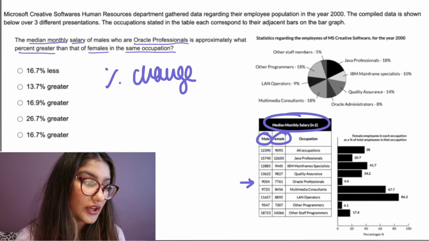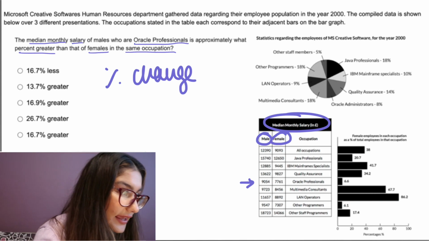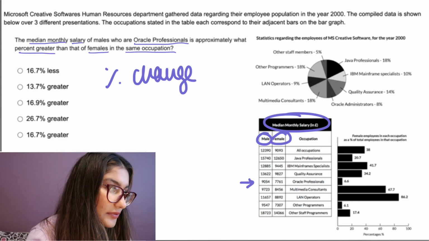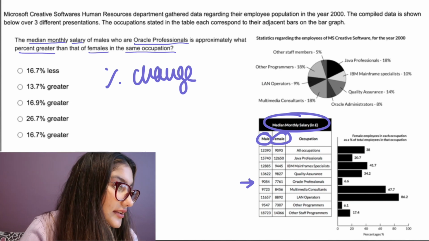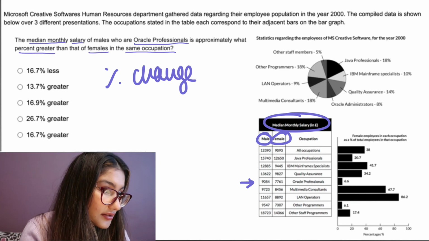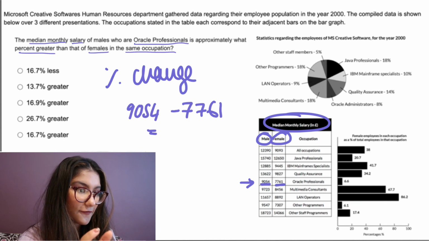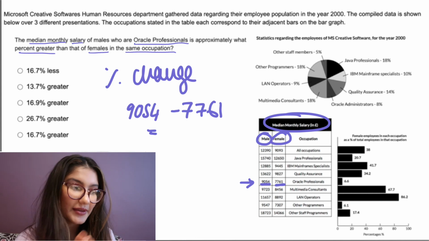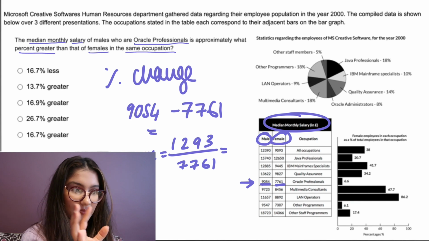Okay, so doing a quick scan through the different charts and tables, I see that median monthly salary is in a table. I also see Oracle professionals, and I see median monthly salary, which is really good. I don't have to figure that out, and it says female and male. So to answer this question, you take the male's median value and minus the female's from it, so you get the percent greater, because obviously the males is greater than the females at the moment, and then you divide it by the female, because that's how you get the percent greater.